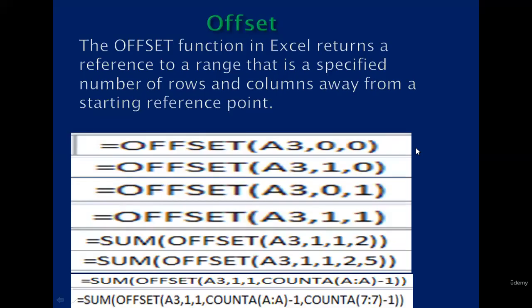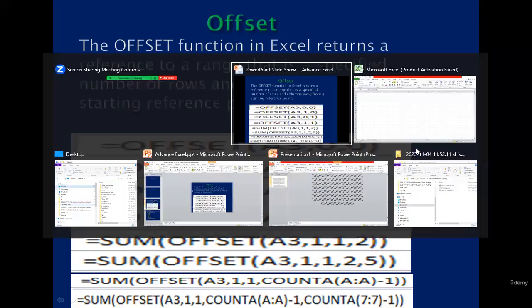Hi, in this video, I will discuss how we can create a pivot table on dynamic data sets. So how can we make the data set dynamic? You have to use the OFFSET function to make your data dynamic in a pivot table. So let's see how we can do it.